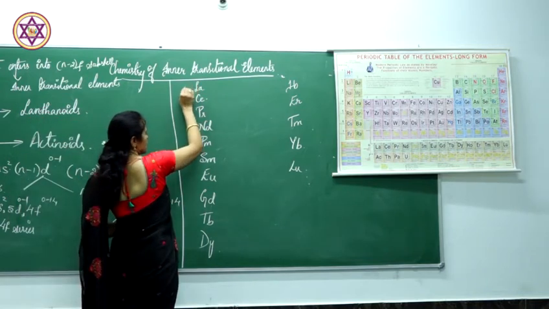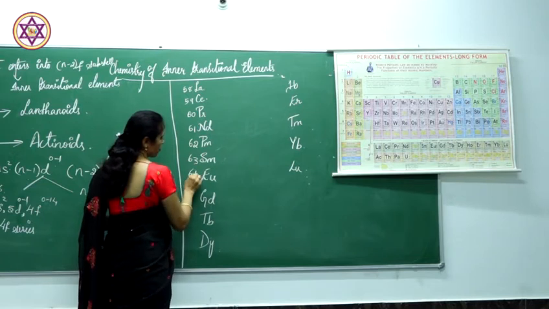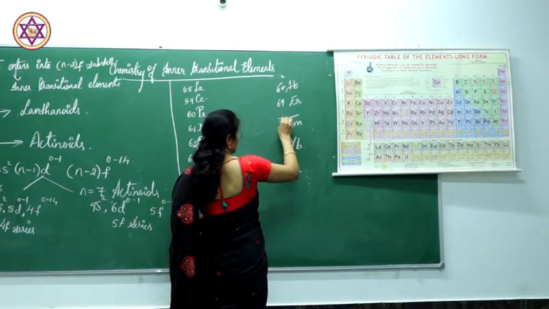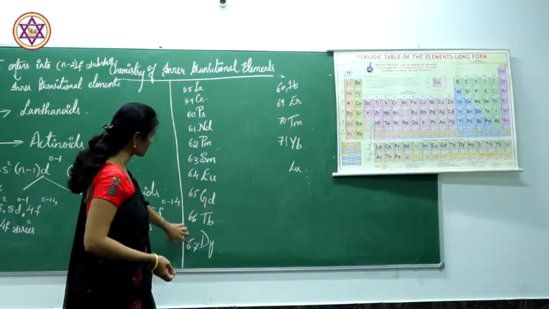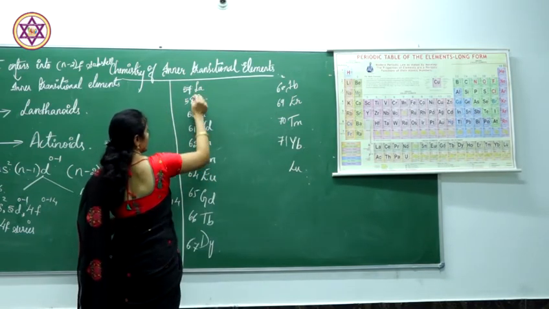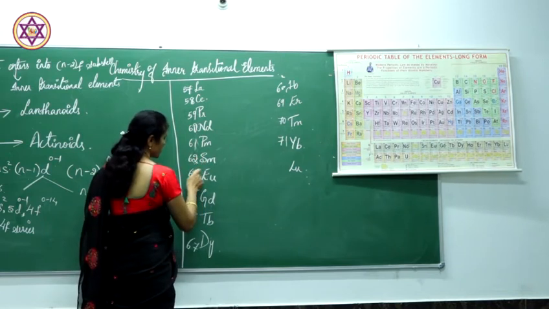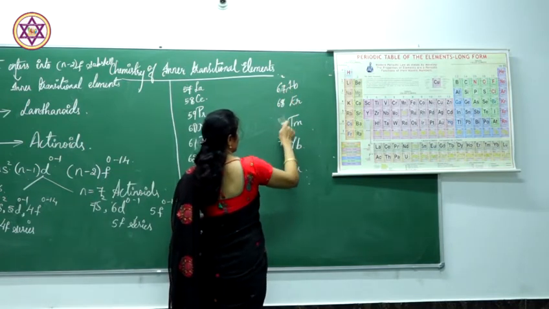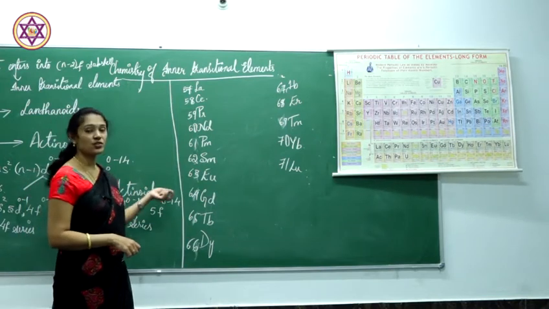The atomic number of lanthanum is 57, then cerium 58, 59, 60, 61, 62, 63, 64, 65, 66, 67, 68, 69, 70, and lutetium 71. These are the atomic numbers of the different elements in the inner transition elements.